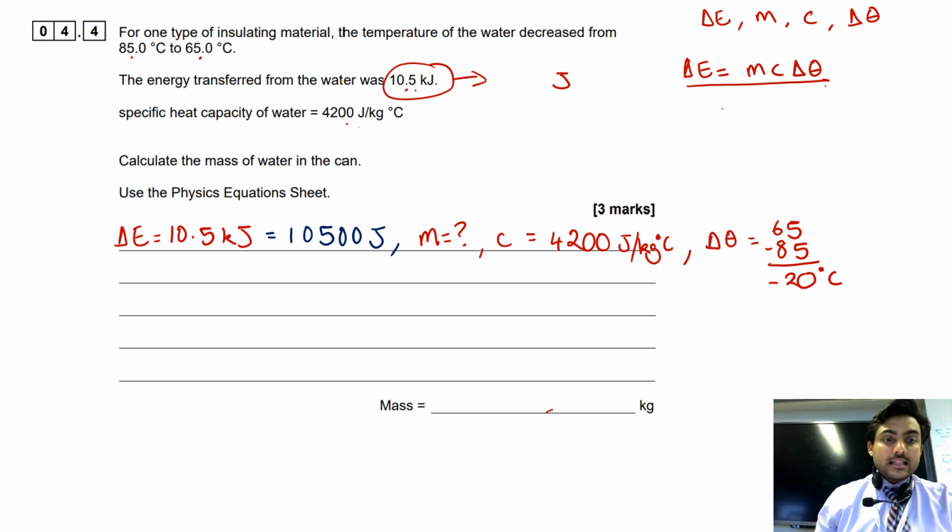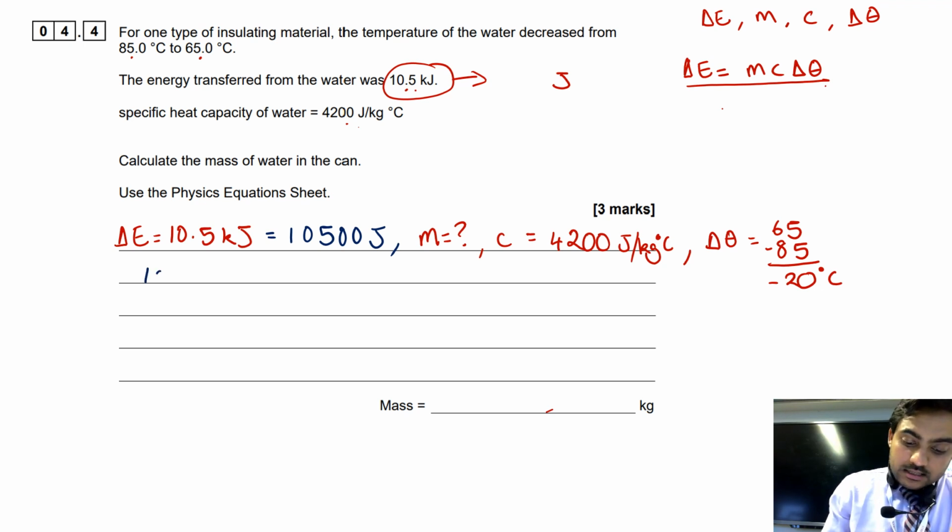We need to calculate the mass of the can. So although the change in temperature is a negative, it goes down, we don't really need the negative. I'm just telling you that it goes down by 20 degrees Celsius. Now we need to calculate the mass of the can. Let's plug all our numbers into it.